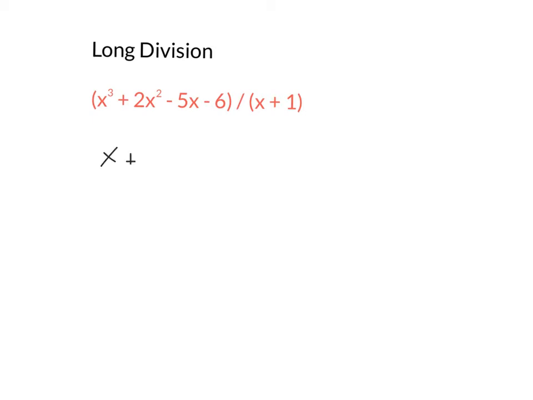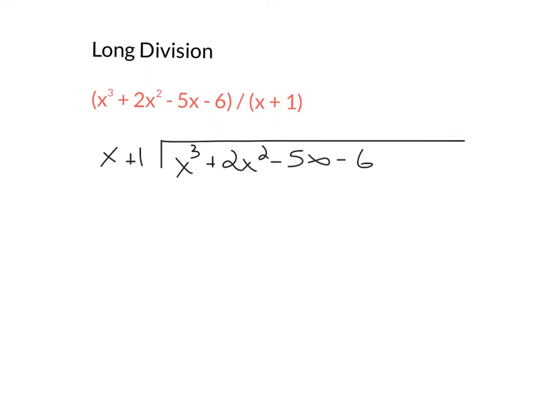Set your divisor, the x plus 1, outside your division bar. Long division bar, x cubed plus 2x squared minus 5x minus 6. That goes inside. And really what you do is you look at the first term. I'm looking at the first term here, first term there, inside and outside. What does it take for x to become x cubed? What do you want to multiply it by? Would you multiply by x squared to get x cubed? So put x squared on the top.